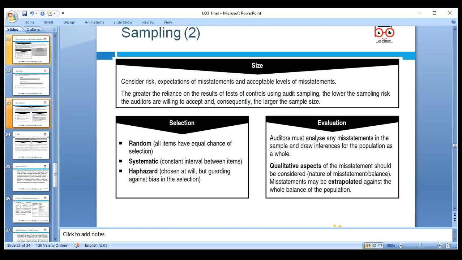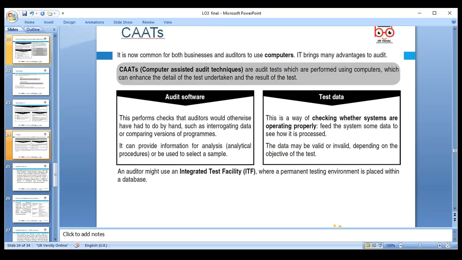Qualitative aspects of misstatements should be considered, and the nature of misstatements needs to be explored and discussed. We have software called computer-assisted audit techniques. We can use audit software to perform the checks that auditors would otherwise have to do by hand.